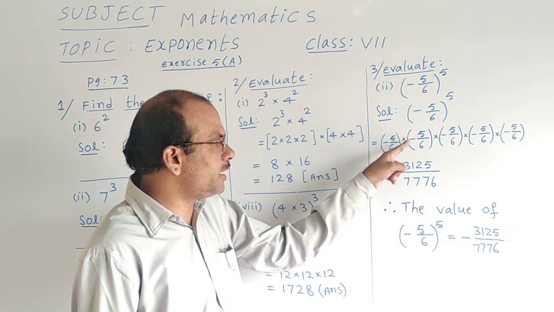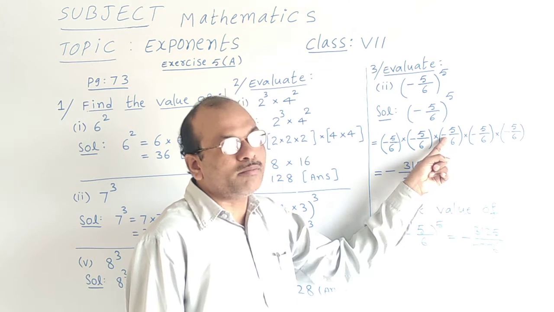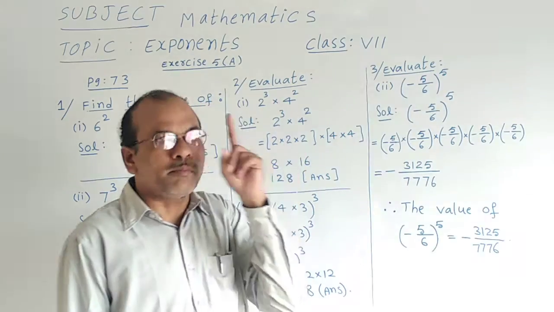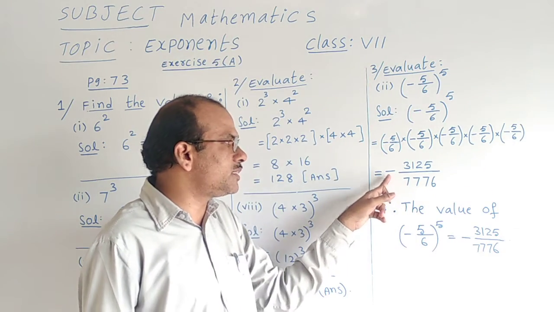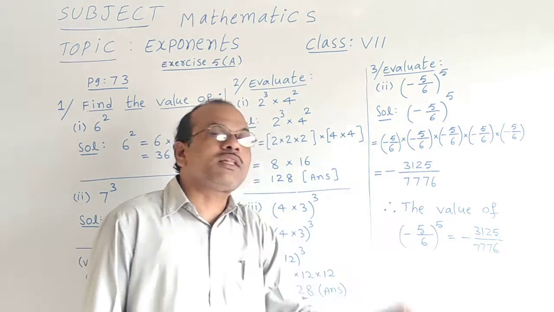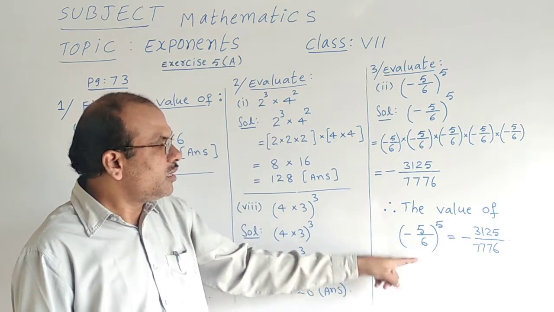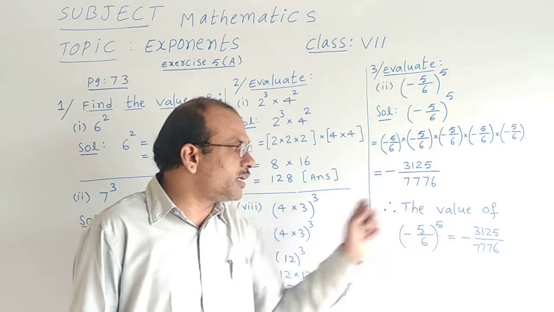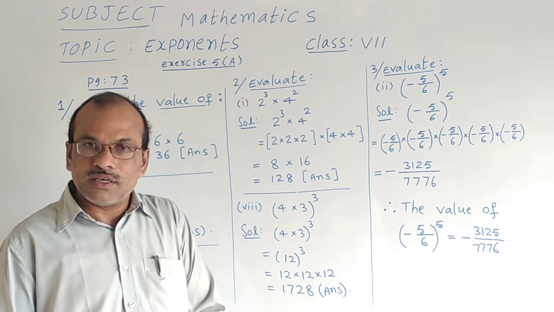Then minus into minus is plus. Plus into minus is minus. Minus into minus is plus. Plus into minus is minus. So the minus symbol is arranged at last. The final answer we got is minus 3125 by 7776. Therefore, the value of the given question with the power 5 is equal to, with the minus symbol, 3125 by 7776. Is it clear, students?